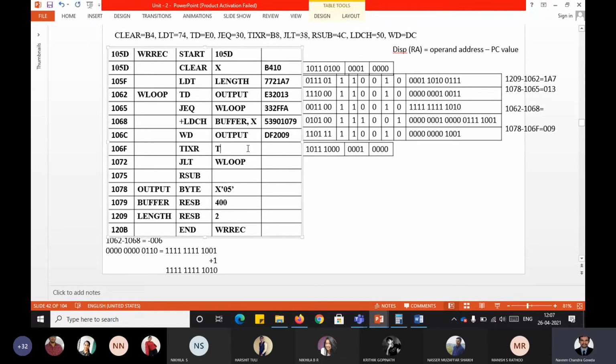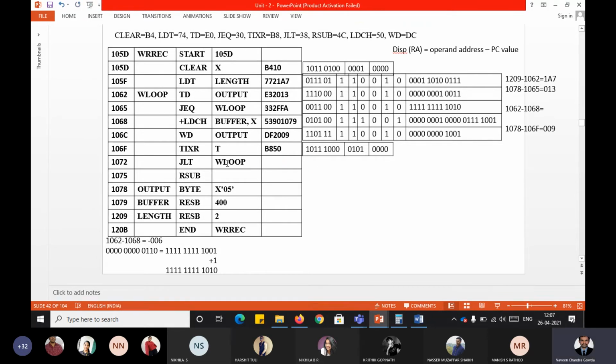Again, you have a T, register T. The register number of T is 5. So 0101. And there is no second register. So as usual, it is zeros. So what do you get? It is B850. That's the object code for TIXR T.